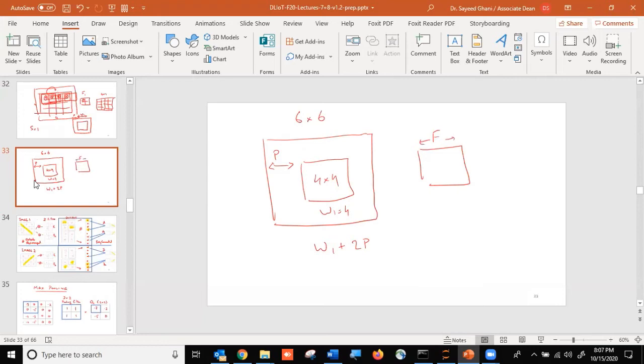Can we guess what would be the size of the output? If you have a 6x6 image, you start over here, 1, 2, 3, 4, 5, and it depends on where you end. 1, 2, 3, 4, 5, 6. If you're ending over here, you've got 1, 2, 3, 4, 5, an output of 5. Now, let me tell you what the equation is. The equation is W1 plus 2P minus 1 divided by S. Now, here the sliding size is 1. Sorry, this is the actual equation.